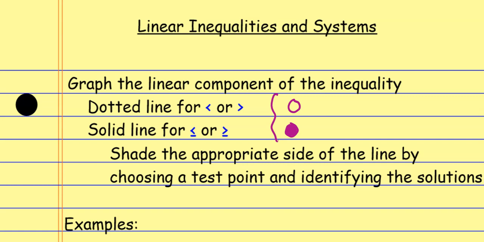Once we have that line established, we're going to shade one side or the other. Just like we did on the number line, open dot, closed dot, shade one side or the other. Now it's solid line or dotted line, shade one side or the other. And we can use test points to determine which side we're going to shade, okay?